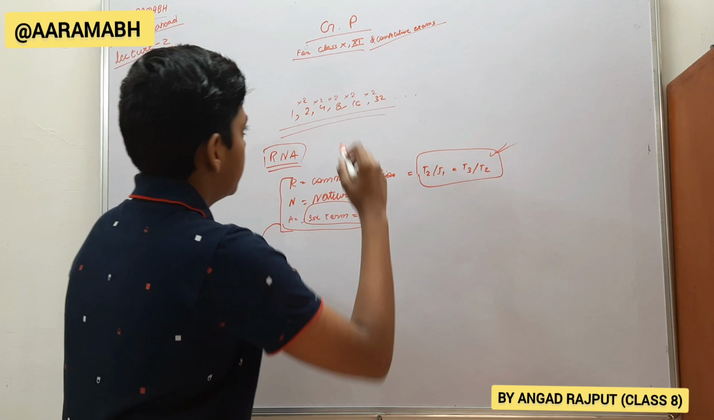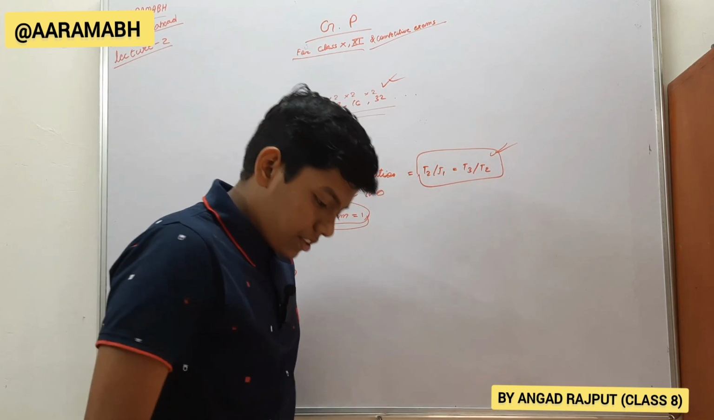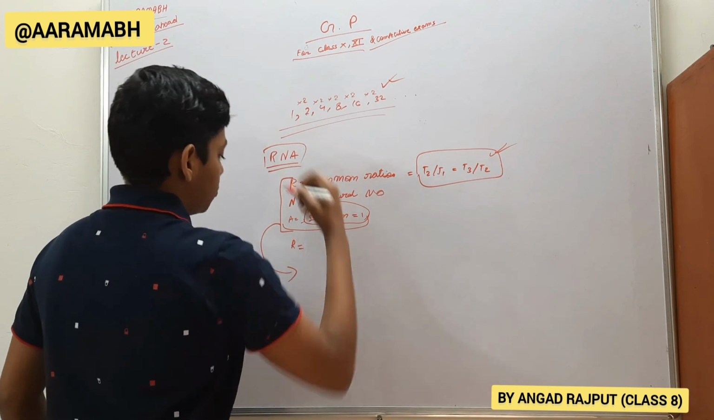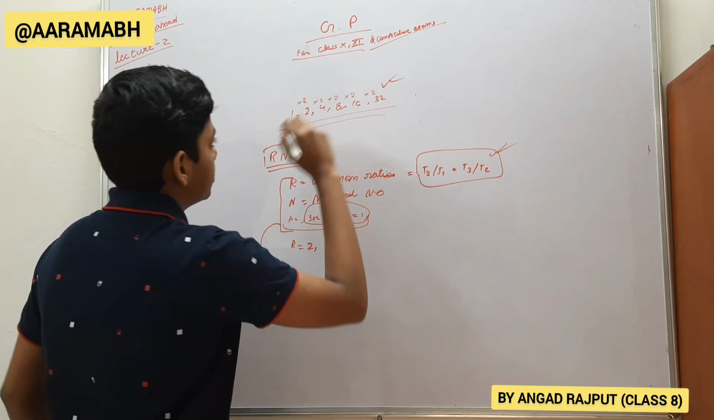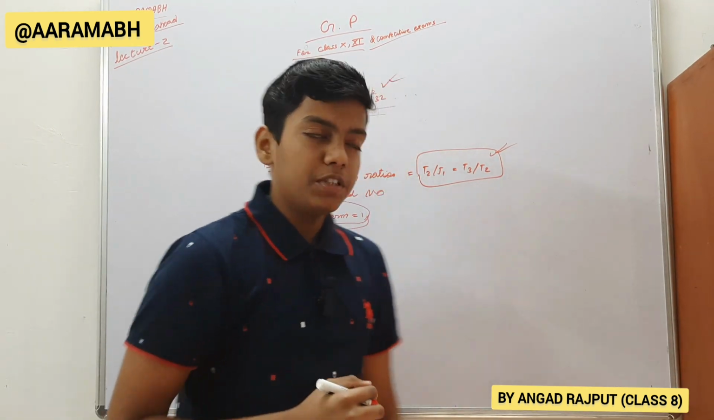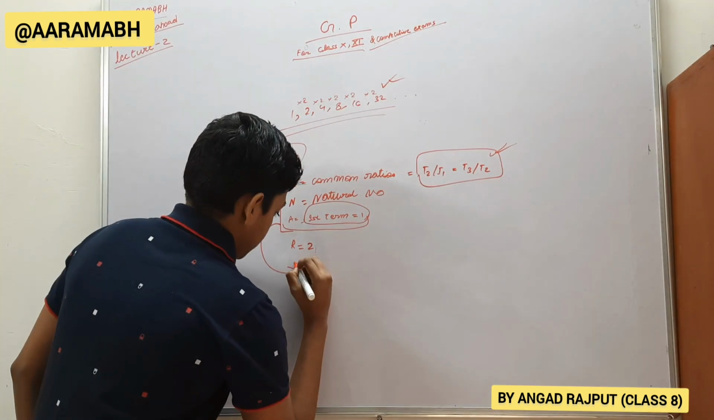Now, how to solve it? Let's take the example of this sum only. Okay, so what is our R? R is T2 by T1 equals to T3 by T2. So 4 divided by 2 is equals to 2, which means it is a GP series.